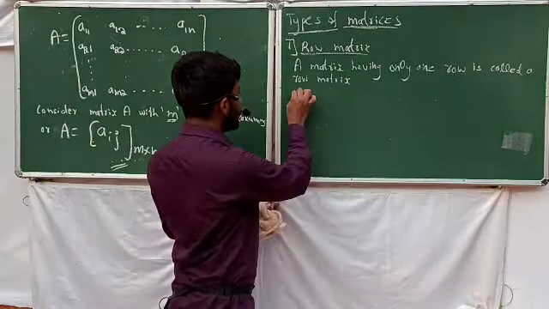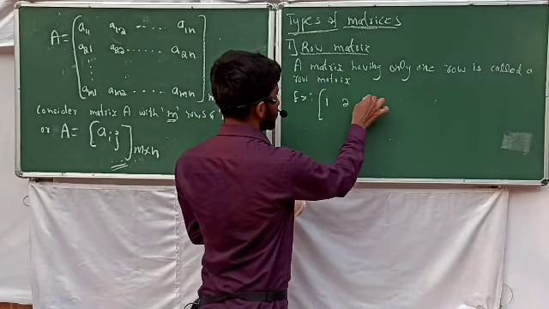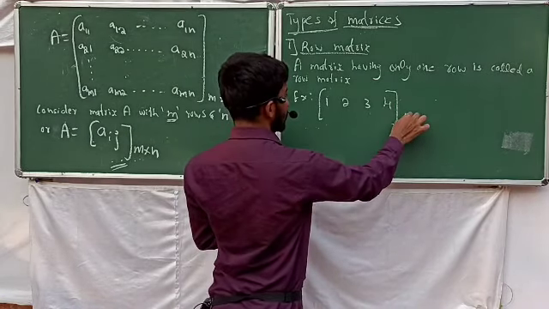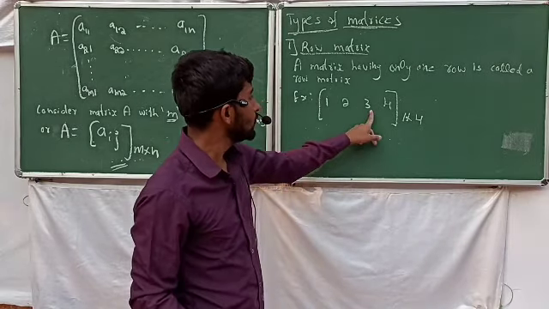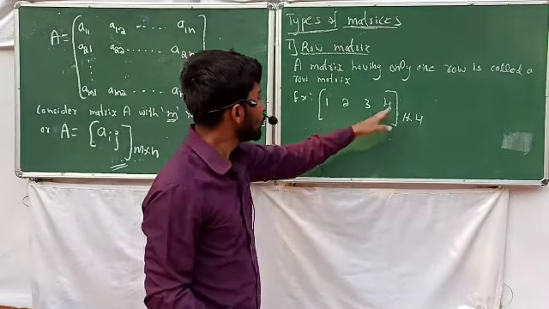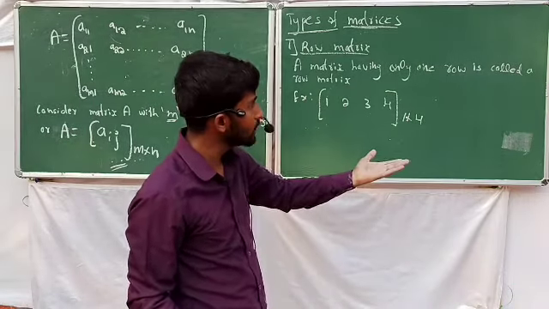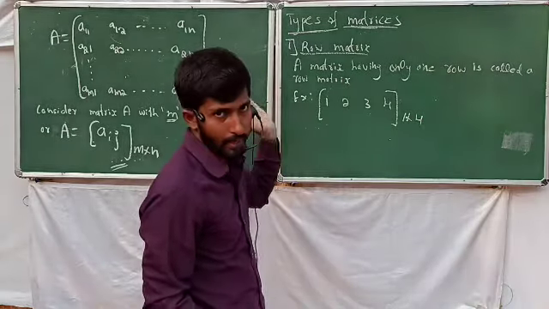See, for example, I am taking 1, 2, 3, 4. Matrix A is equal to 1, 2, 3, 4 with order 1 by 4. How many rows? You can see only one horizontal line. But how many vertical lines are there? 4 vertical lines. But what does the definition say? If your matrix has only one row, we call it a row matrix.